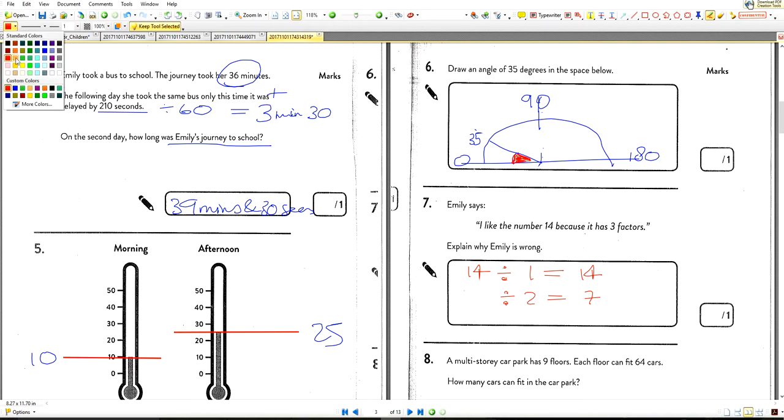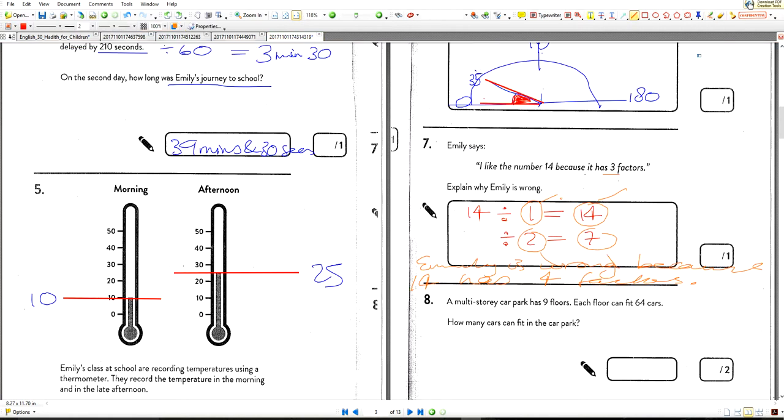Now, if you look carefully at the selection here, everything I circle is a factor. So Emily says there are 3 factors, but I've actually counted 4. Right, I wasn't meant to do that. I've counted 1, 2, 3, and 4 factors. So Emily is wrong because 14 has 4 factors.